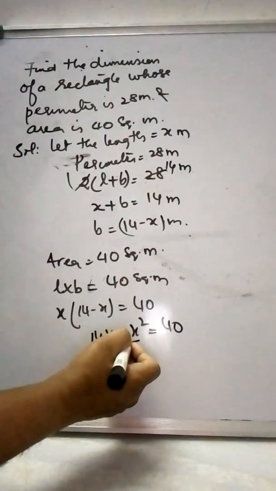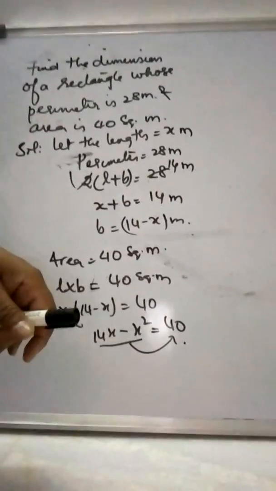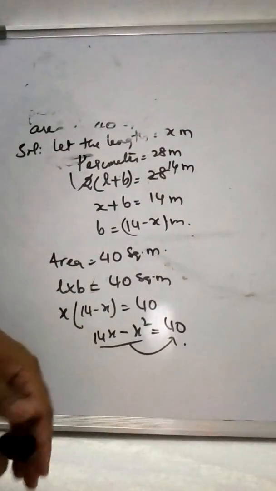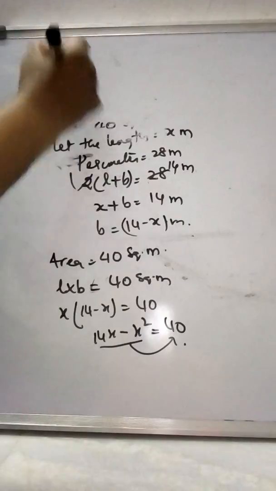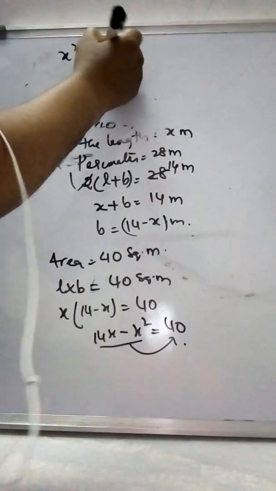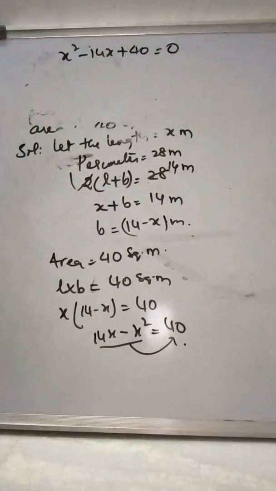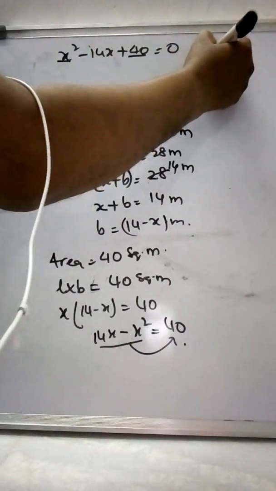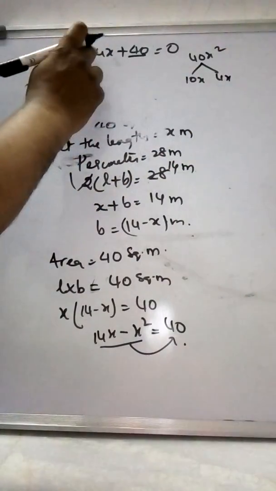Now transposing all this left hand side to right hand side. So I'll get this as, I'm erasing the problem here, I'll get this as 14x minus x square will become plus x square and plus 14x will be minus 14x plus 40 is equals to 0. Now you see the square term, and when we have the product of square term and the constant term, it will give me 40x square. So I am taking this as 10x into 4x because 10 plus 4 will give me 14.